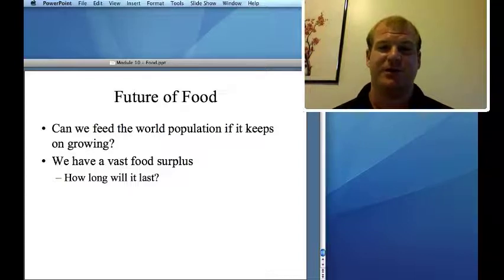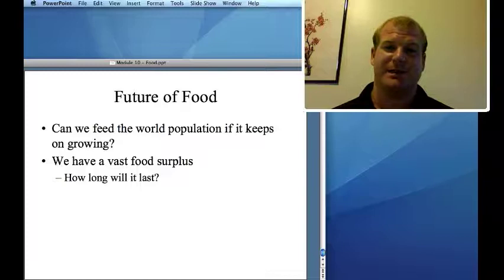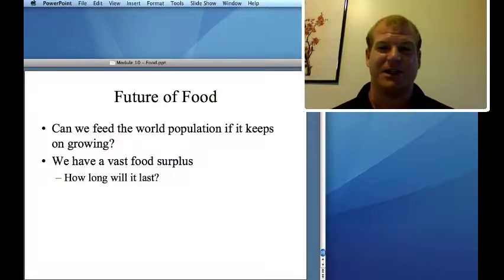And we have a huge food surplus. How long is it going to last? I don't know. It just depends. It depends on how fast the world population grows, and it depends on whether our technology is able to keep up with it, if our industry can keep up with it. This is one of those unknowns for the future.